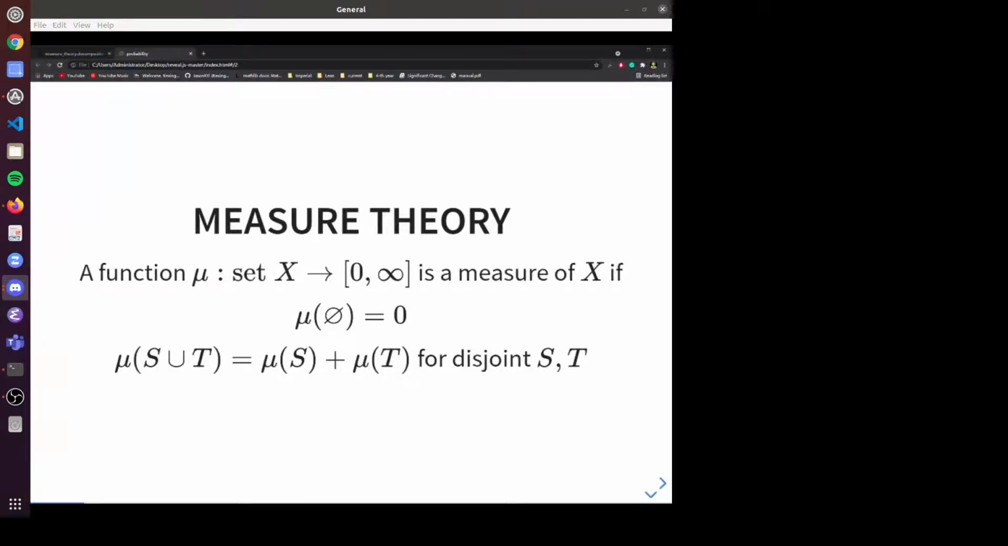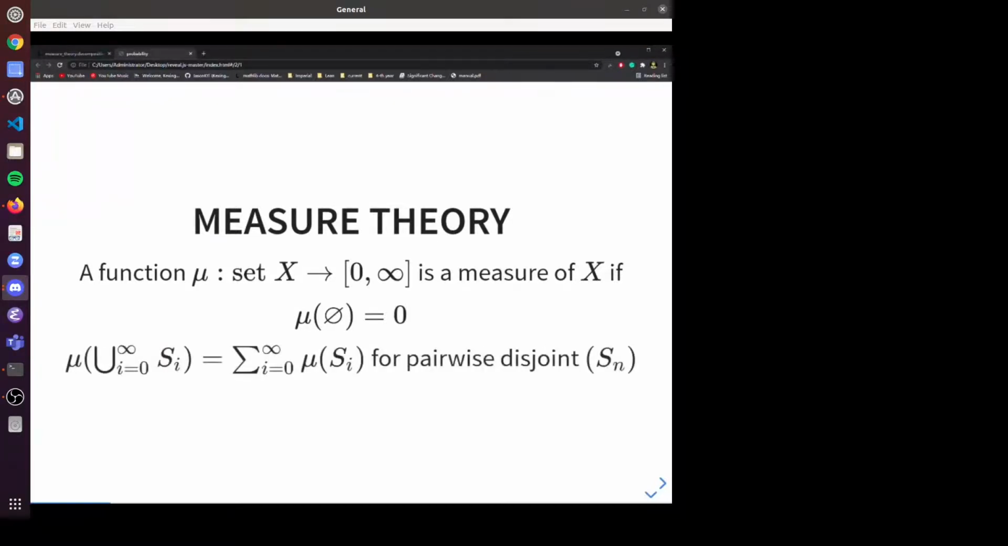In particular, we would like an empty set to have measure 0. And for disjoint sets S and T, we would like the measure of the union of the sets to be equal to the sum of those measures. With a small caveat, of course, that we would like it to be also true for countably infinite pairwise disjoint sets. So we have this equality here.